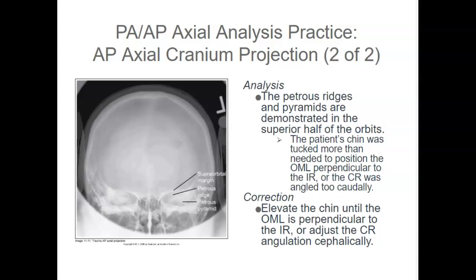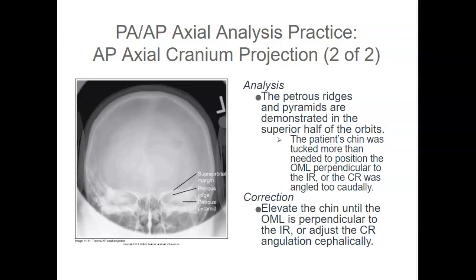So let's look at this AP axial cranium projection. We're looking at if there is any rotation, and when looking at the orbits and the lateral cortices, you can barely see them, but I don't feel as though there's any rotation, but we do have OML misalignment. Your petrous ridges are projected to the supraorbital margin, where they should be in that lower third of the orbit. This means that the patient's chin was tucked more excessively.